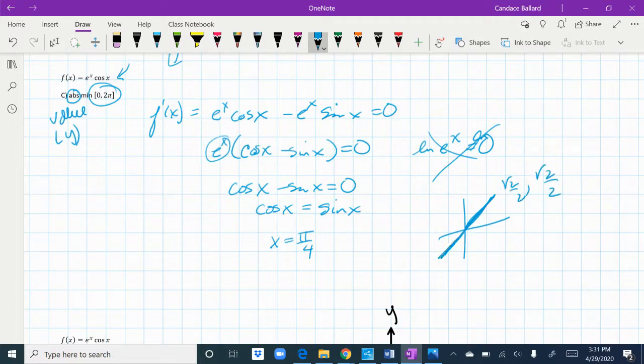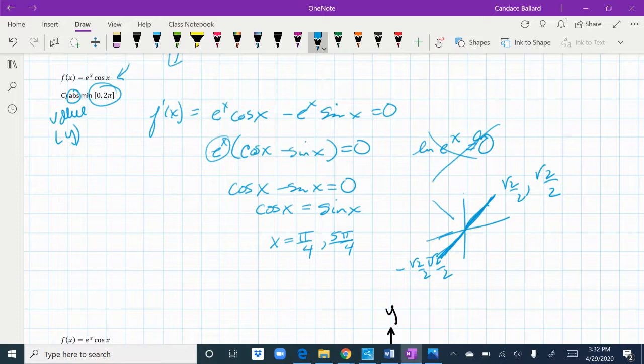The other place where the sine and the cosine both have the same sign is in quadrant 3. And that one would be 1 pi over 4, 2 pi over 4, 3 pi over 4, 4 pi over 4, 5 pi over 4. Okay, so those are our critical numbers.